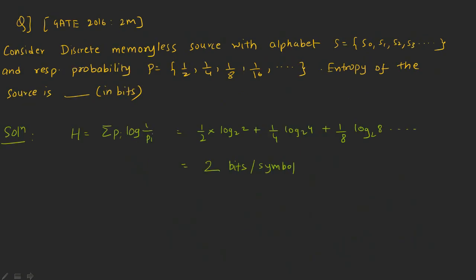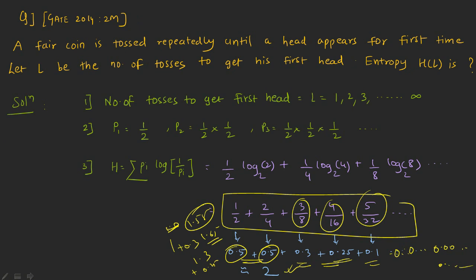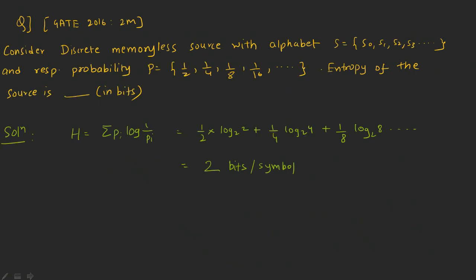The same question was asked in 2014, and now in 2016 they are asking the same question. Consider a discrete memoryless source with alphabet S0, S1, S2, S3, up to infinity, and respective probabilities 1 by 2, 1 by 4, 1 by 8, and so on, which makes the calculation even simpler. What is the entropy of the source in bits? So H is equal to the summation of pi log to the base 2, 1 by pi, and i goes from 1 to infinity.